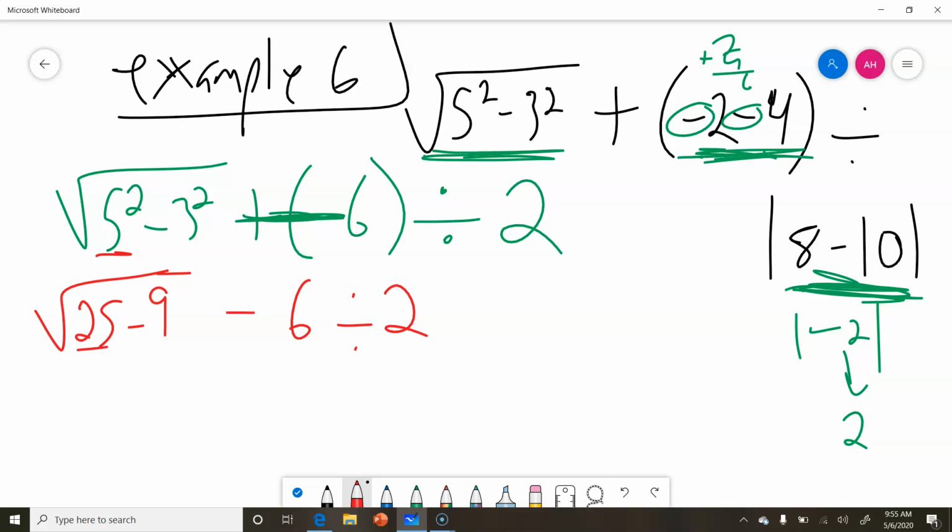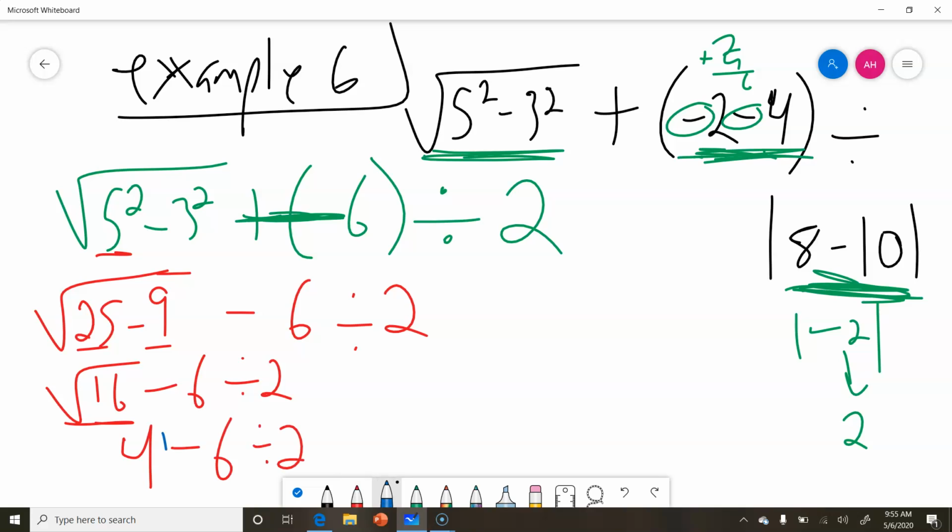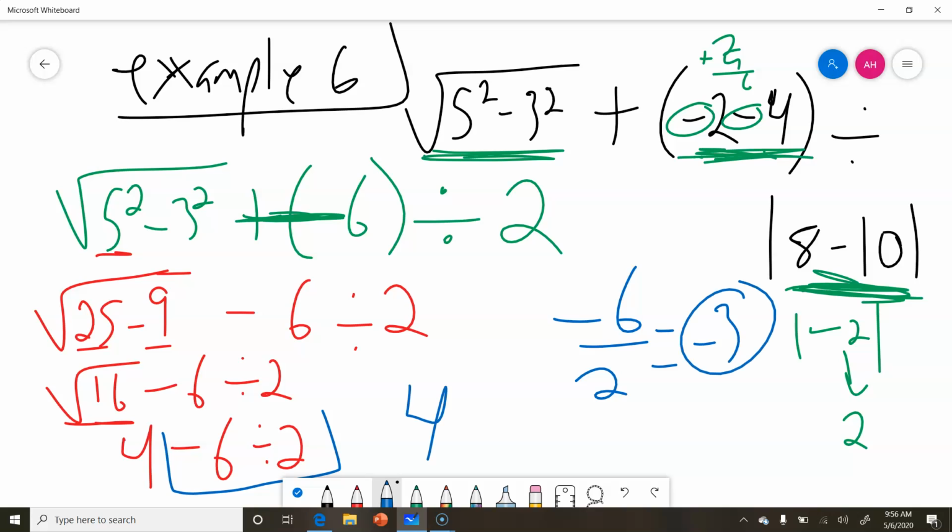Now I say, what is 25 minus 9? Well, that's 16. So I get, what is the square root of 16 minus 6 divided by 2? What's the square root of 16? Well, that's 4 minus 6 divided by 2. Now I have to use my order of operations and say, I have that right there, negative 6 divided by 2, which is negative 3. So I'm going to have 4, and then this negative 3 is going to come right there. What's 4 minus 3? Our grand total answer, all of that, to get to an answer of 1. Just a sad little 1.